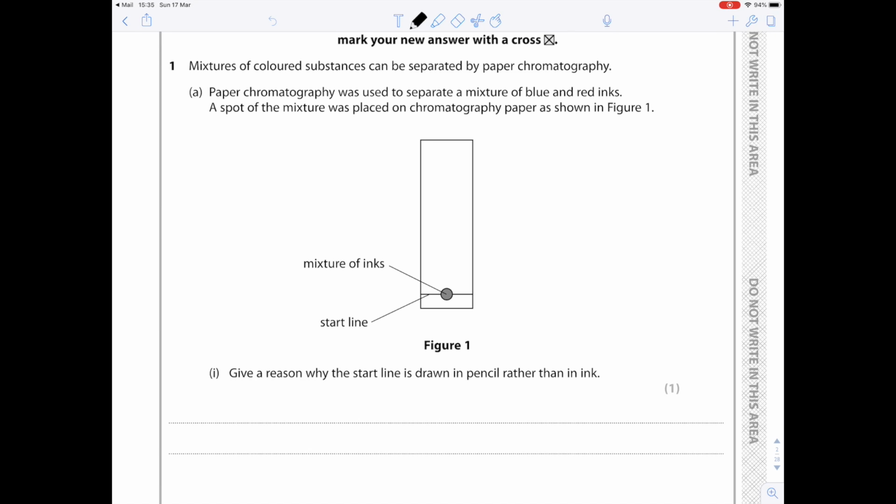And the whole point is you don't want that start line to be running up the paper alongside your ink splodge, because that would really screw up your results. Whereas pencil is insoluble, which means it won't move. So let's just write that here.